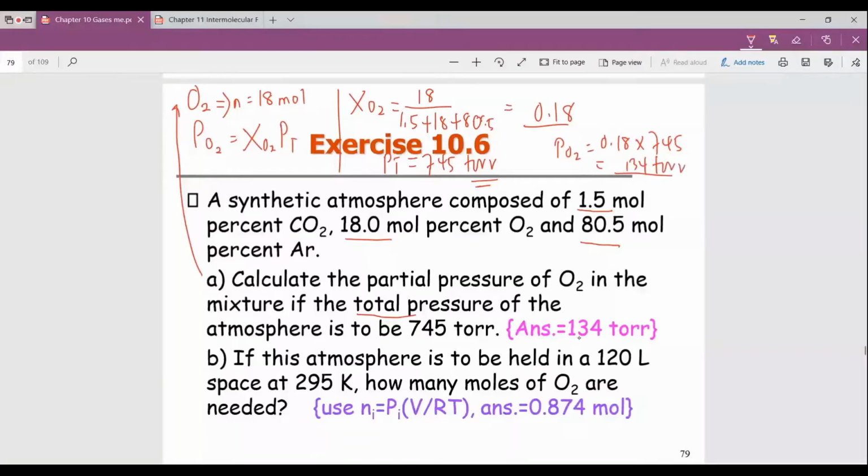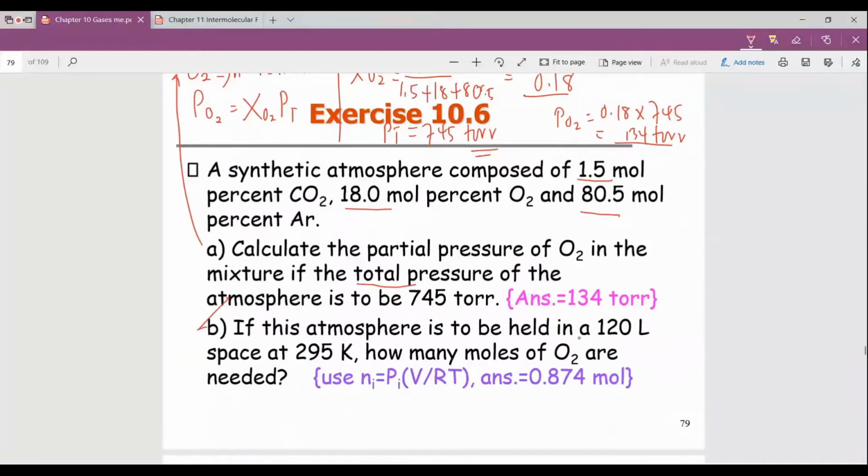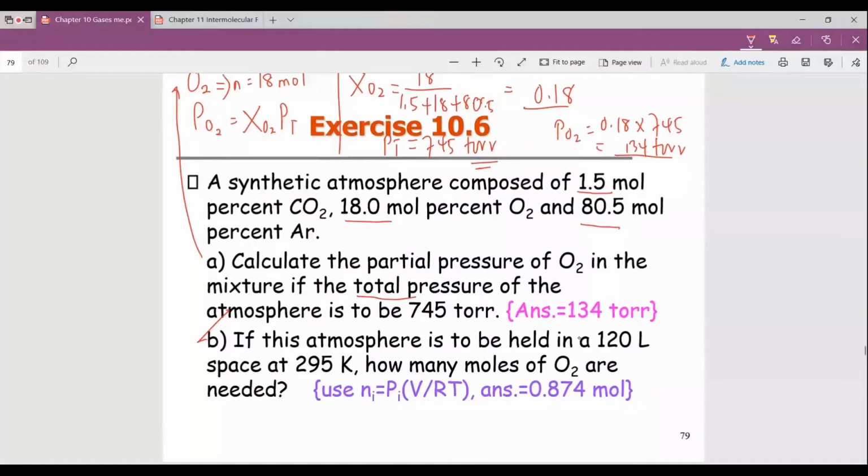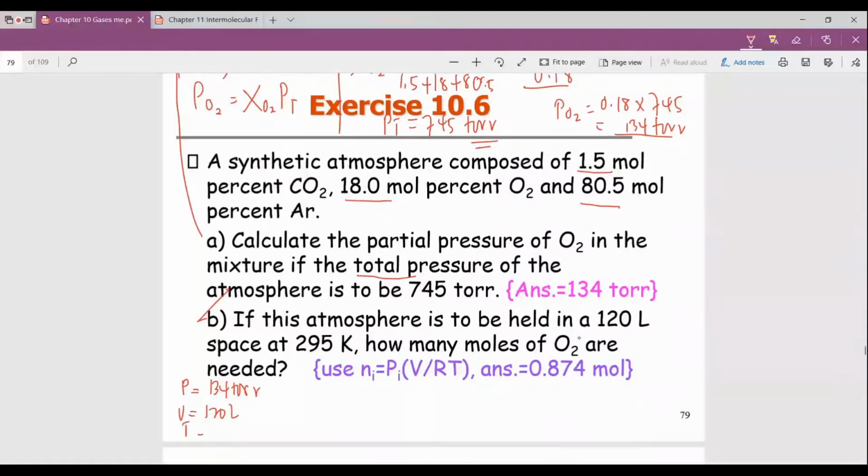Okay, for B, if this atmosphere is to be held in a 120 liter space at 295 Kelvin, how many mole of O2 are needed? Okay, so we have the pressure, 134 torr, and then volume is 120 liter, temperature 295 Kelvin. Okay, then we have the variables pressure, volume and temperature, use PV equal to nRT.